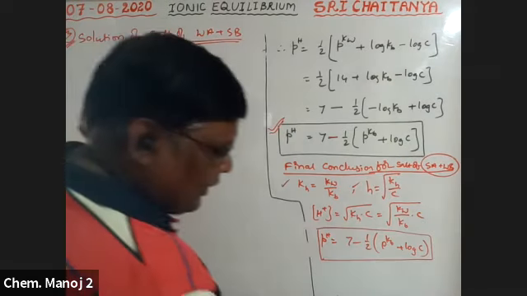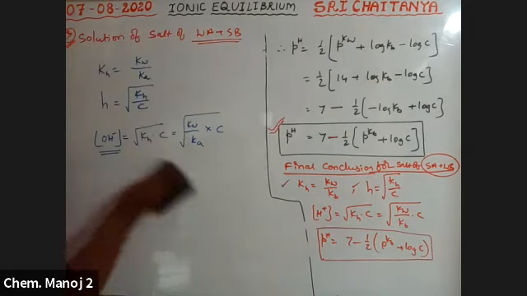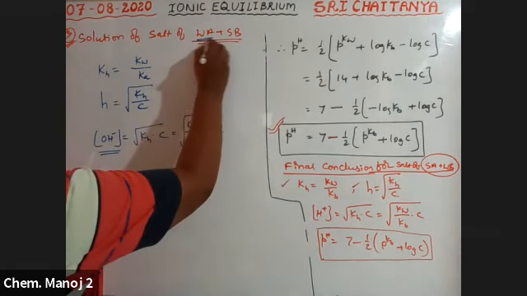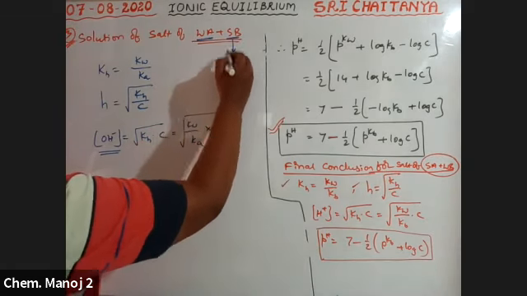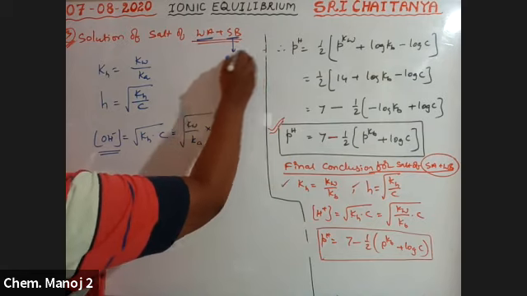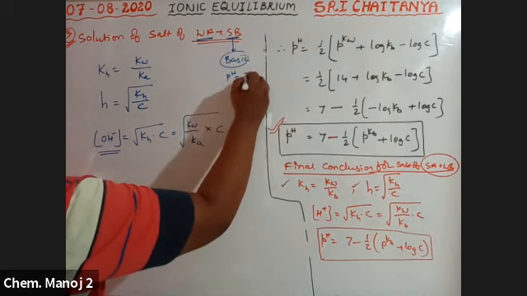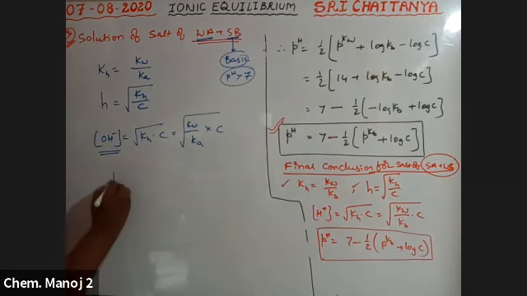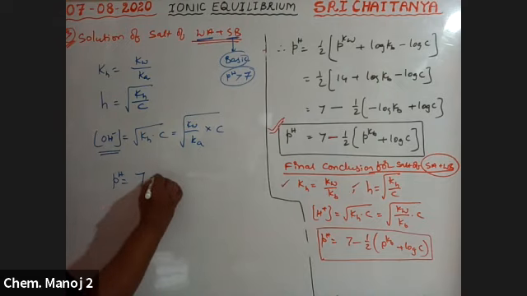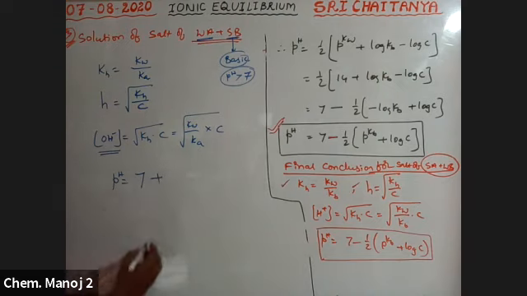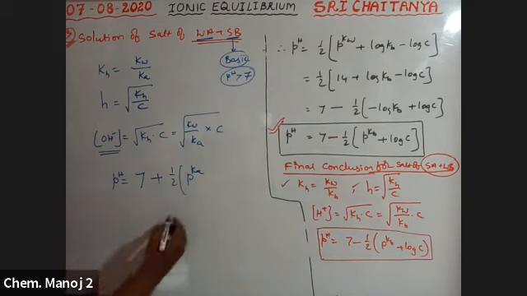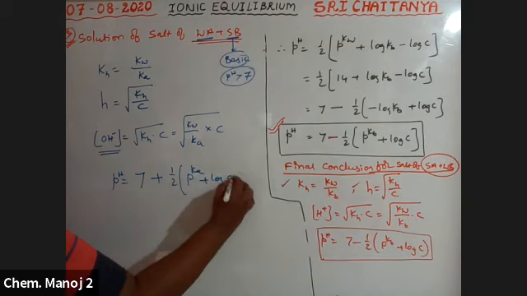So, the final conclusion. Because it is the salt of a weak acid and strong base, it is basic, pH greater than 7. How much? The pH is calculated using the formula: pH is equal to 7 plus 1 by 2 pKa plus log C. Previously it was 7 minus.